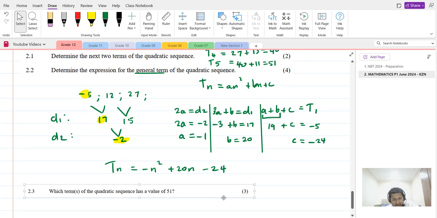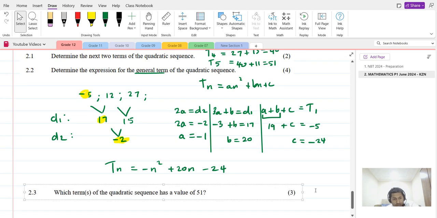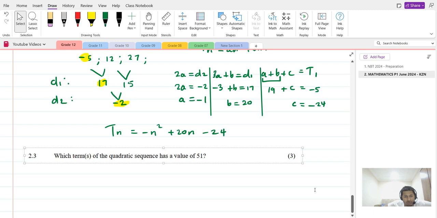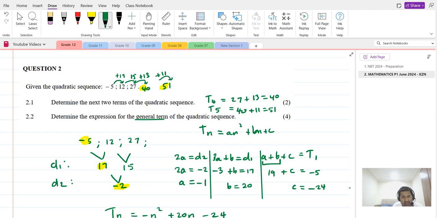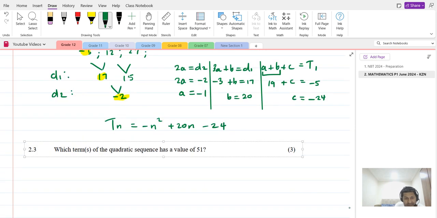What type of question is this? Is this a joke? Which term of the quadratic sequence has a value of 51? We can clearly see term 5 is 51. Anyways, if you have a question like this, you actually need to go and solve it. So, which term? It means Tn is equal to 51.